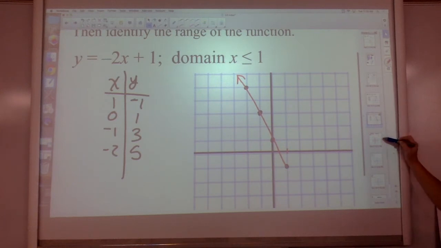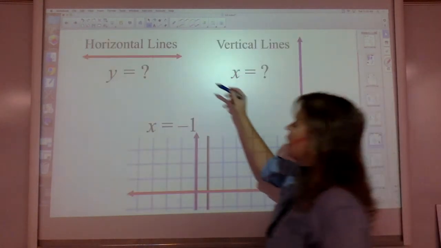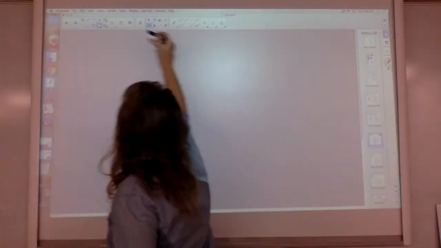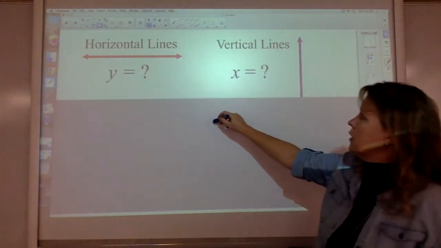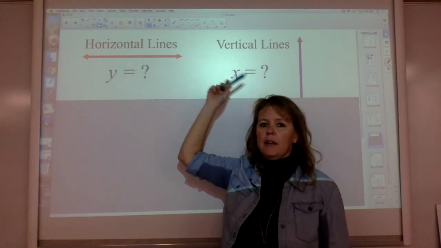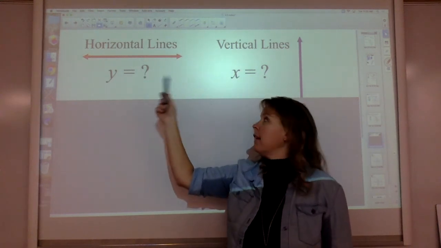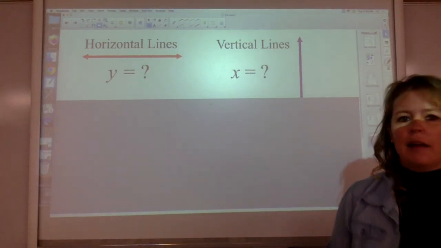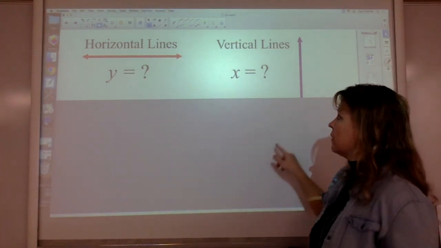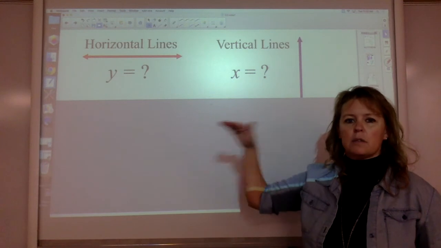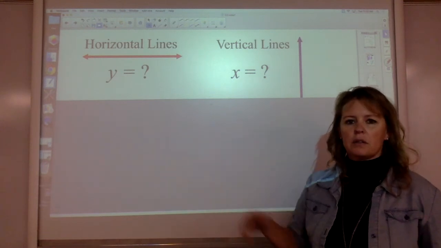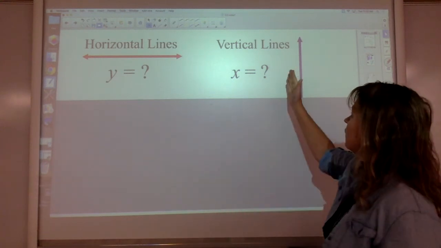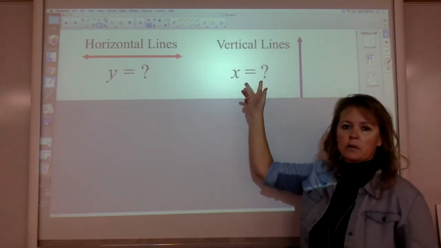All right, enough practice with domain. Now we're going to talk about horizontal lines and vertical lines. All horizontal lines, if they go straight across, only have an equation with a y in it. Horizontal lines do not have an x in it. Because if you think about it, a horizontal line only touches the y-axis. It doesn't go down and touch the x-axis. Vertical lines are x equals only. There's no y in it.